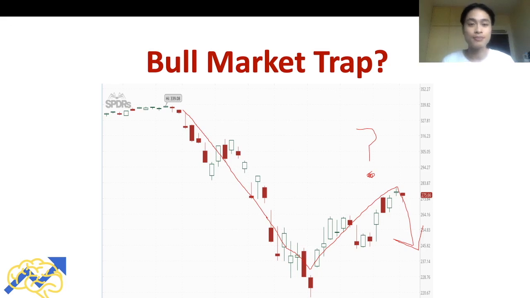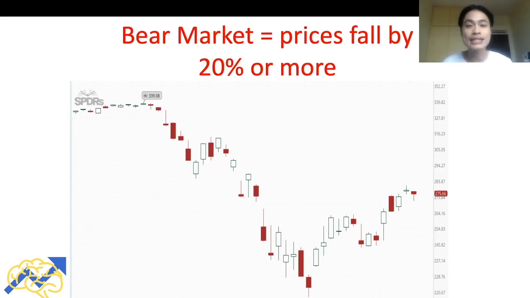Let's take a look. Right, so the first thing that we are going to take a look at is a bear market. So what is the definition of a bear market? The official definition of a bear market is when prices fall by 20% or more. If you take a look at the stock market, the high was around the 19th of February 2020. So that was the high for the year. It was at this point, right? The high was 339.08. It fell all the way down to this level.